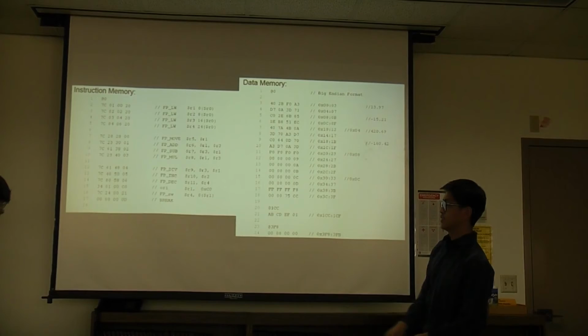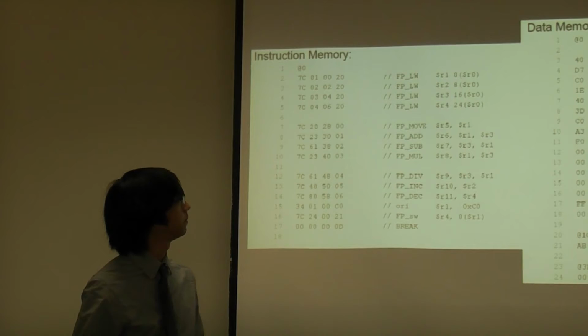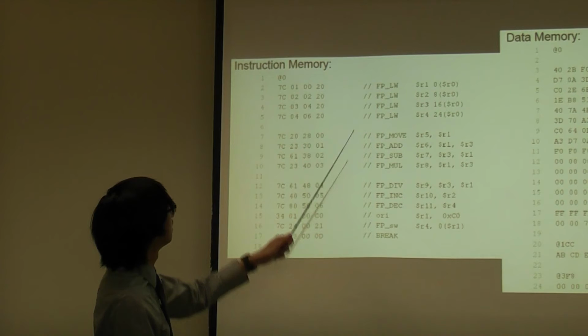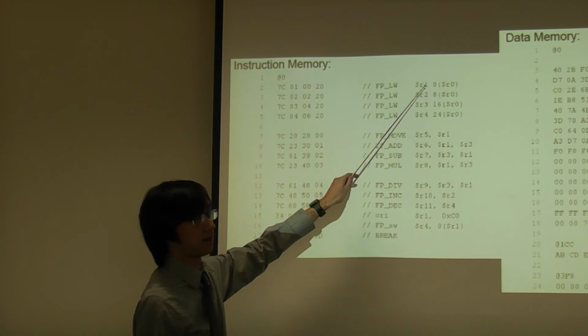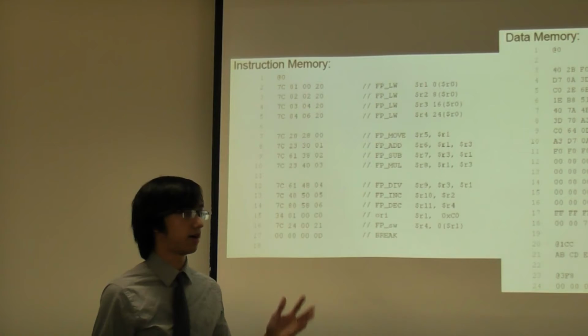Alright, so that's what we're doing now. For testing our enhanced instructions with floating point, we implement an instruction memory module and a data memory module. These first four instructions implement floating point load word, and it's simply using a value from R0 from the integer register file and adding an offset to it. And remember that the data memory only has 32 bits wide of data, so we have to reference two words.